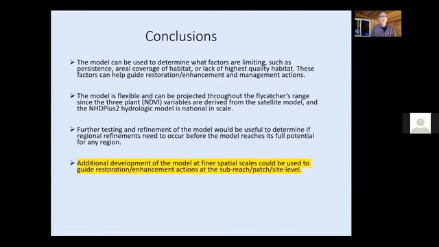We do think that additional development of the model at finer spatial scales could be used to guide restoration and enhancement actions at the subreach, patch, or site level. So here we used reaches that were kilometers long, many kilometers long. But there's no reason why you can't use this approach on 100-meter long reaches and use the same approach. And I think it would work well.